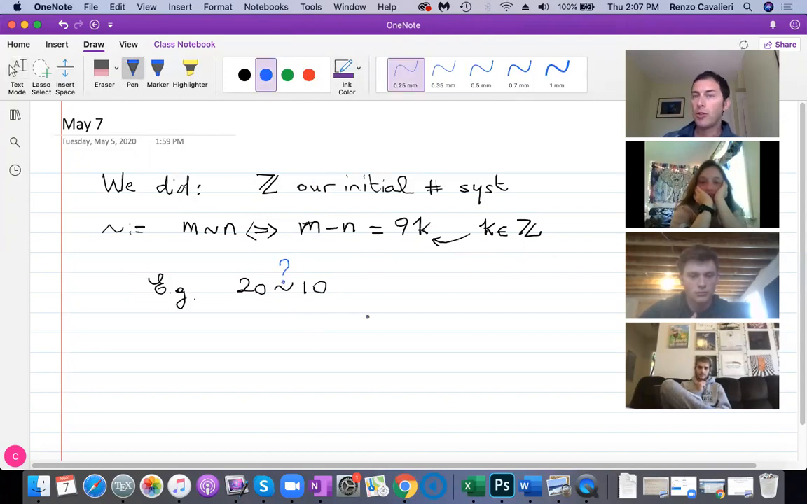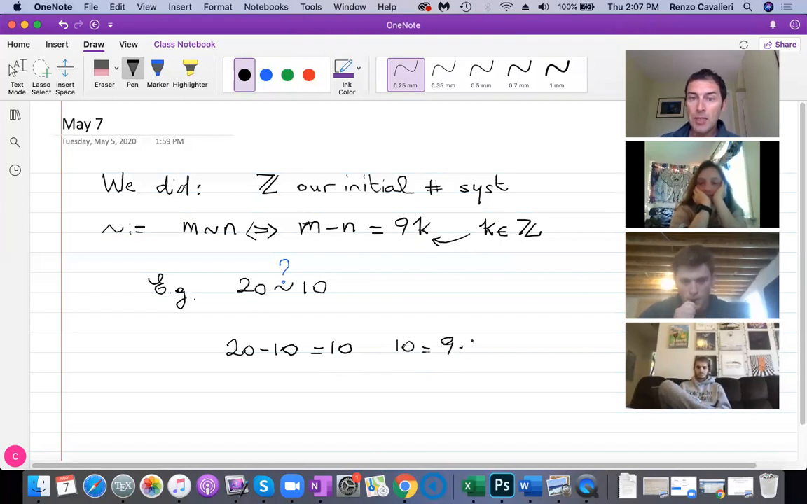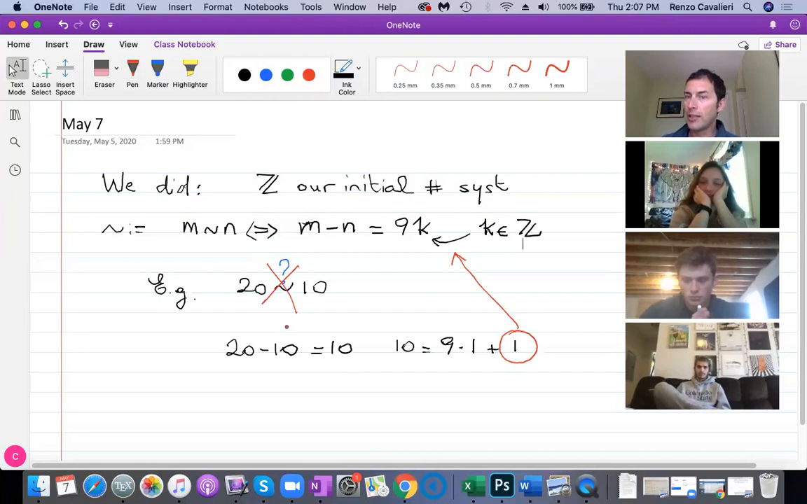Right? How do you decide that? You say, okay, let's see, 20 minus 10 is equal to 10. And 10 is not divisible by 9, right? 10 is equal to 9 times 1 plus a remainder of 1. So the fact that there is this remainder tells you that no, 20 and 10 are not equivalent.